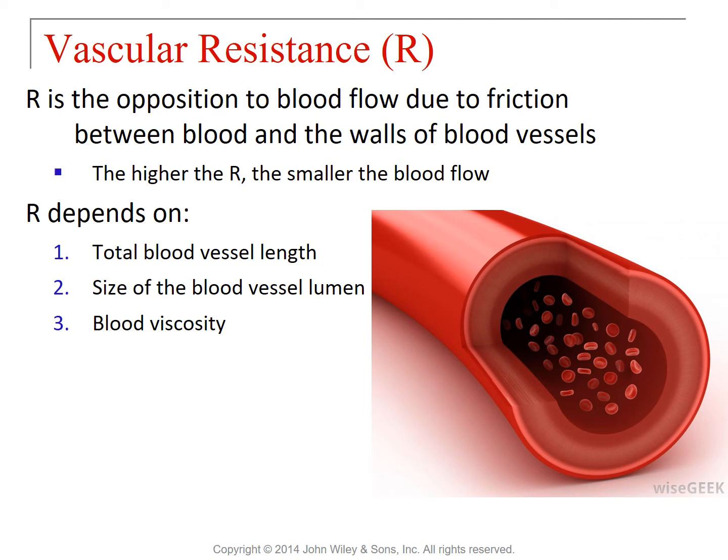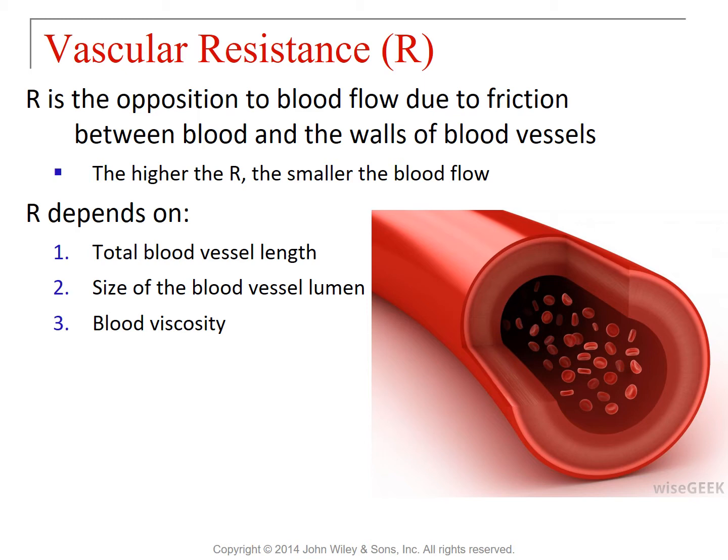Resistance is the opposition to blood flow due to friction between blood and the walls of blood vessels. By blood, I don't just mean red blood cells and white blood cells. I also mean blood plasma. So this is friction between not just the solid but the liquid components of blood.